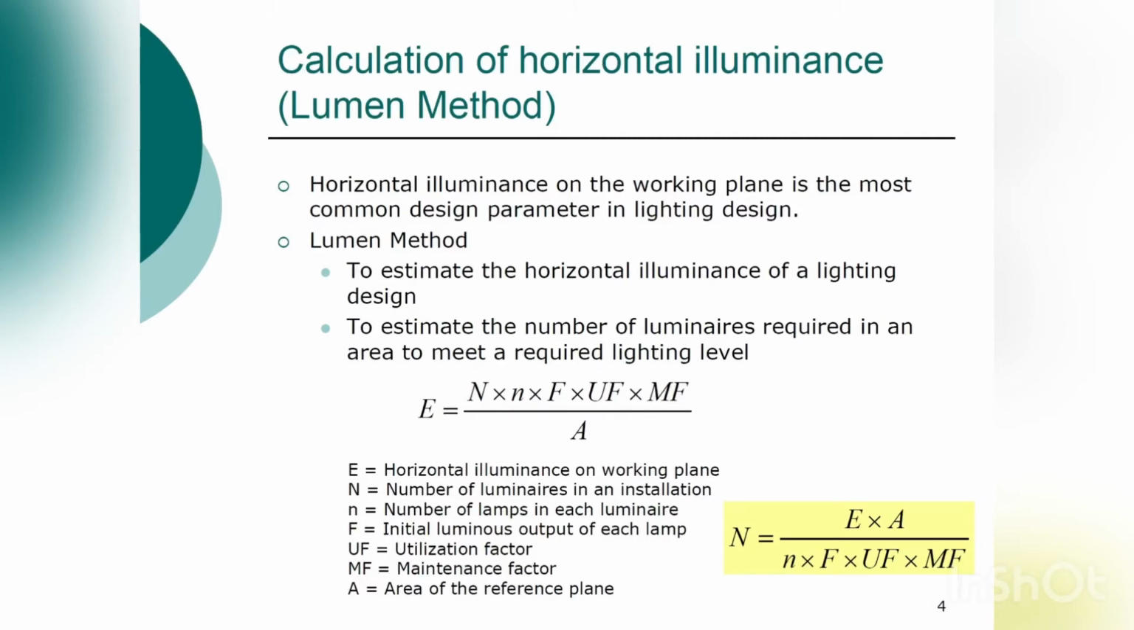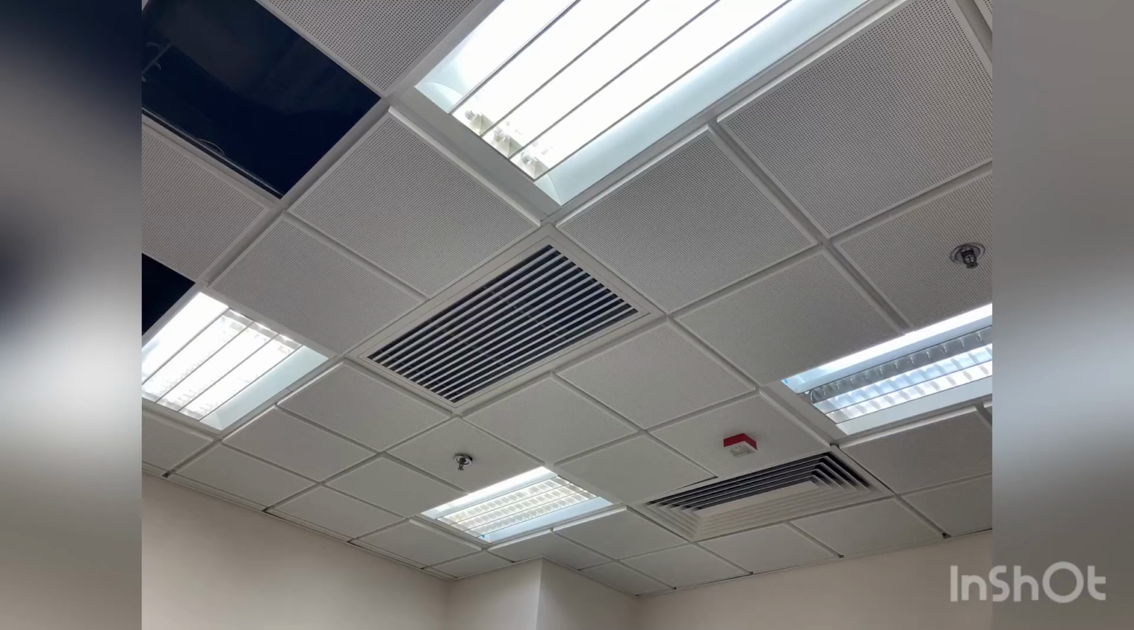In order to use the Lumen method equation, we need to collect some information of the lighting system, like the capital letter N, the number of luminaires in the lighting system, the small letter n, the number of lamps in each luminaire, F, the initial luminous output of each lamp, that is the lumen value, and the utilization factor. From this picture, we can see that there are 4 luminaires in this lighting system. So the capital letter N will be 4.